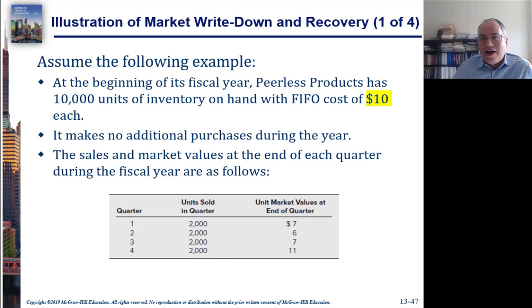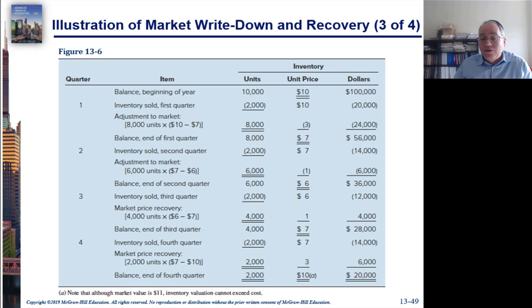Well, what do you do now? Because we only paid $10 a unit. So what you can do here is write it up to $10 a unit. I know it's worth $11 now, but you only paid $10, and therefore you can only write it up to $10 a unit.